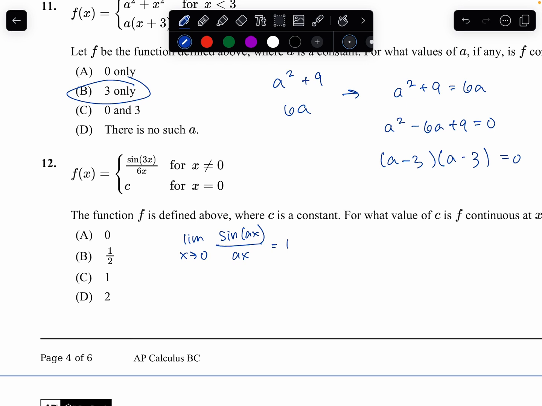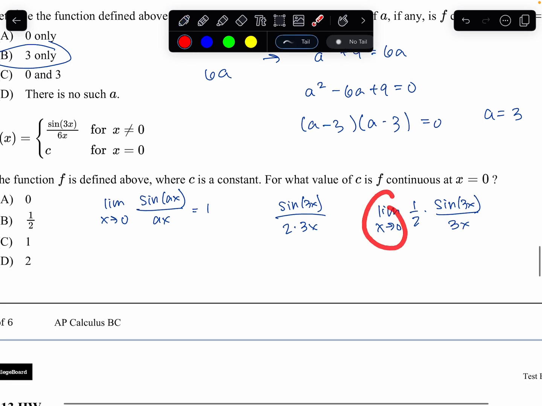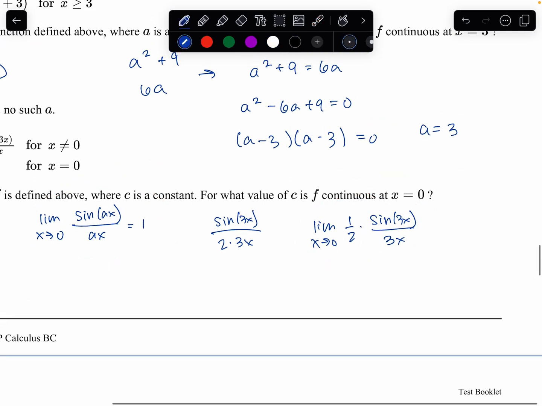Now, if I take the expression that we have here, that's like saying sine of 3x over 2 times 3x, right? So if I take the limit as x approaches 0, this is like saying 1/2 times sine of 3x over 3x, and I know that the limit as x approaches 0 of this expression is 1, and so times 1/2, this will be equal to 1/2.